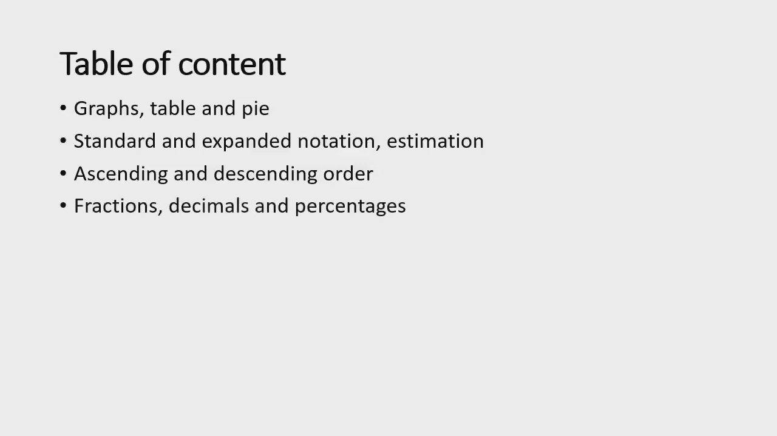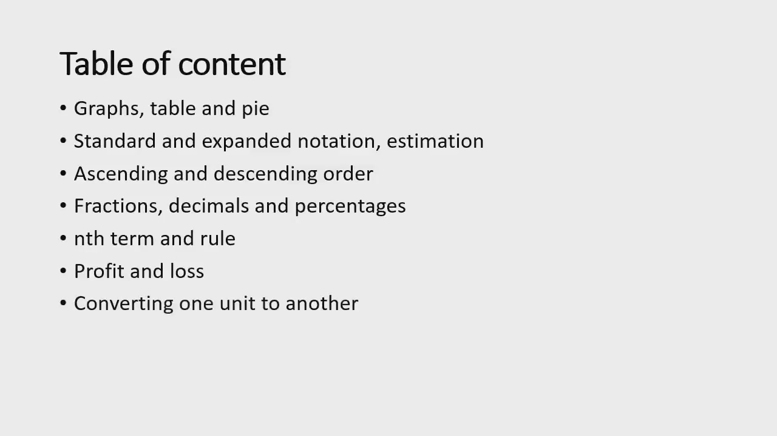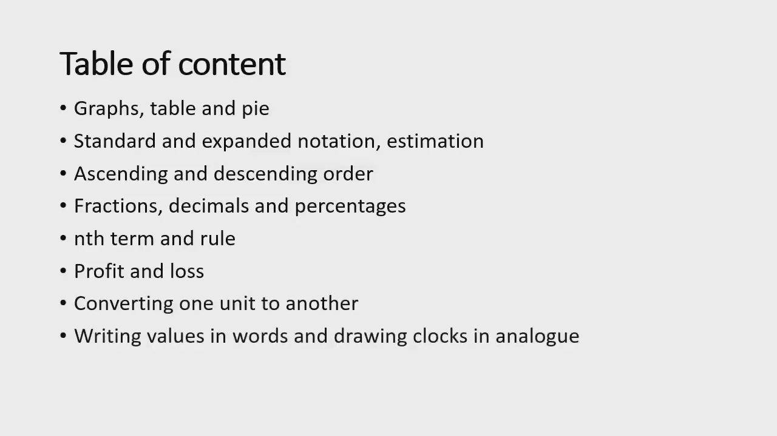Now I want to take you quickly through the table of contents. We're going to talk about graphs, pies, tables, standard and expanded notation, and also estimation, and also ascending and descending order. We're also going to talk about fractions, decimals, and percentages, and also nth terms and the rules of the nth term. Also, we're going to talk about profit and loss, converting one unit to another, as well as writing values in words and drawing clocks in analog.